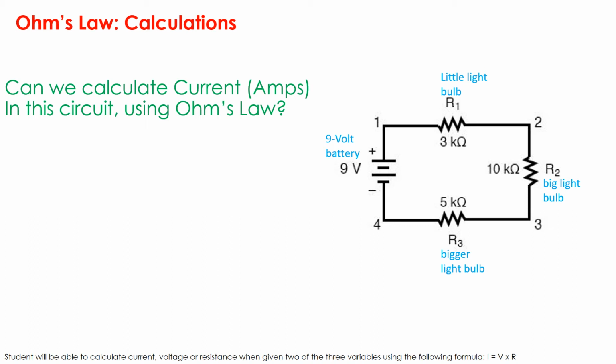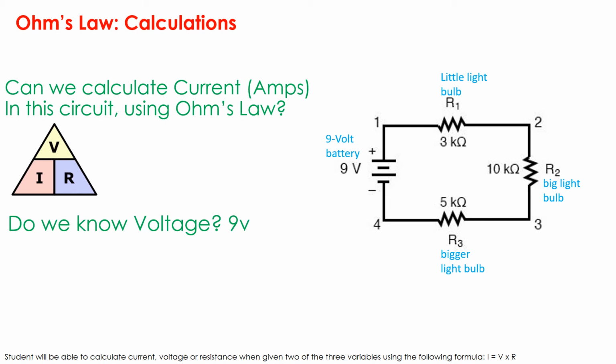R1 has 3 kilo ohms. R2 has 10 kilo ohms. And R3 has how many? You got it. Okay, so there's our formula again. All right, so, do we know the voltage? Well, yeah. So that would be the number on top. So if we're trying to figure out the current, we have to know the total resistance. What is the total resistance in ohms on this circuit?